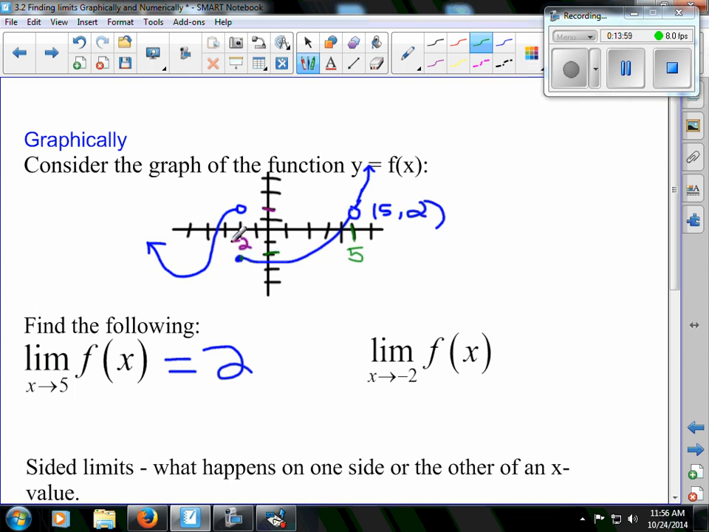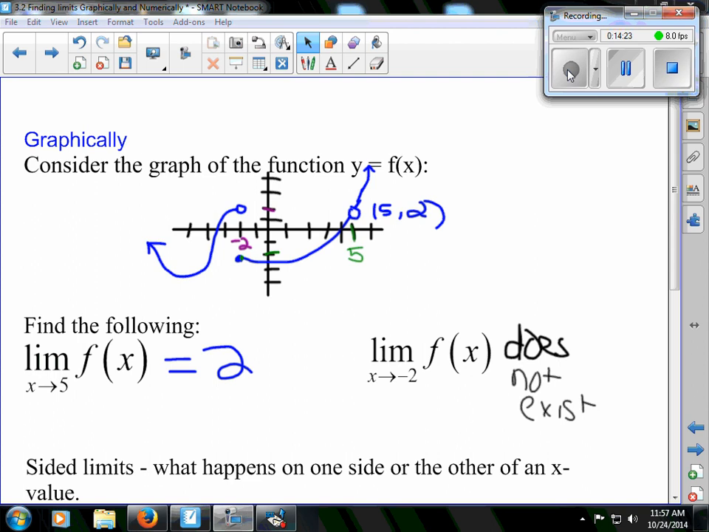So what y value is the graph tending towards as x approaches negative 2? Well, it depends. If you come from the left side of negative 2, you get the y value of 2. If you come from the right side of negative 2, you get the y value of negative 2. But these are not the same number. This is an example of a limit that does not exist, because you do not tend towards any one specific y value.